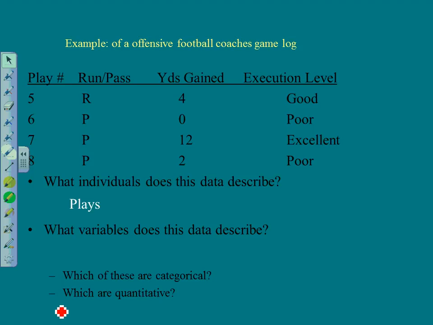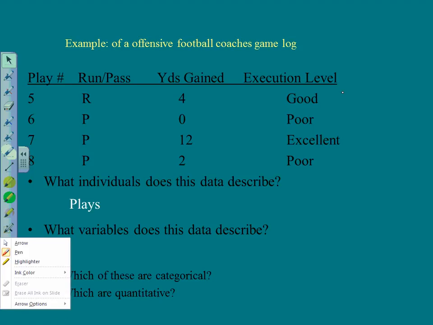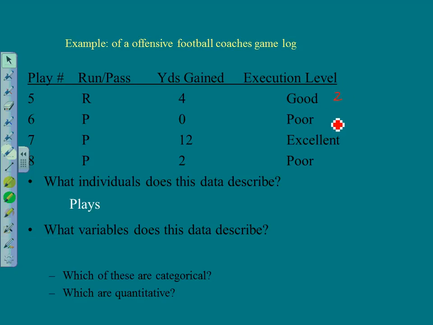Okay, and then the yards gained would be quantitative. Does anybody have a different opinion about which ones could be different? Maybe execution level could be quantitative. How would we figure out the average execution level? That's exactly right. No, it's good. So you could say, all right, maybe good is 2, poor is 1, excellent is 3, and all of a sudden you could see the average execution level.